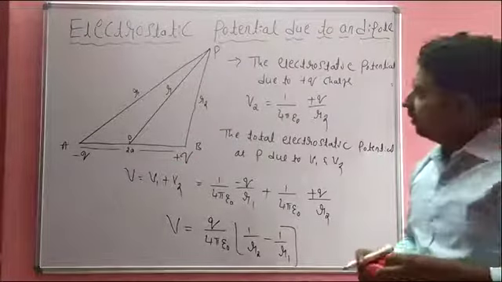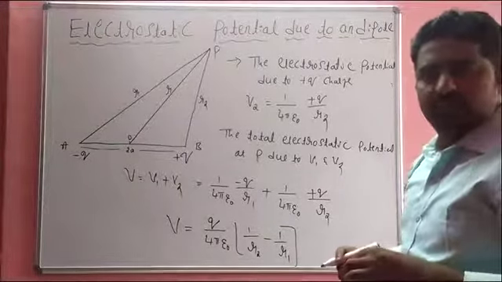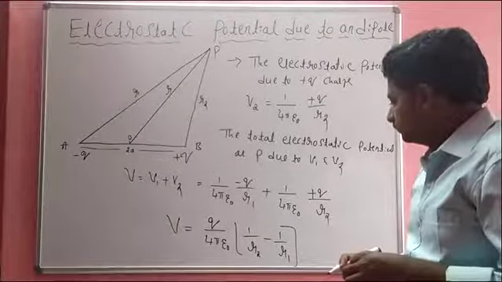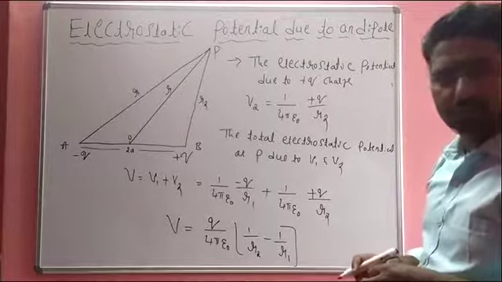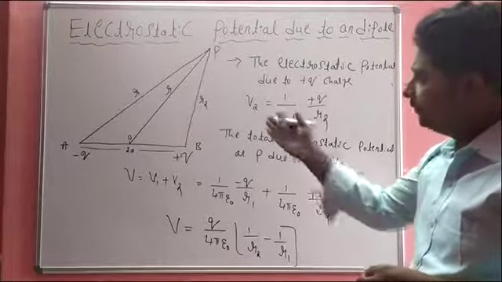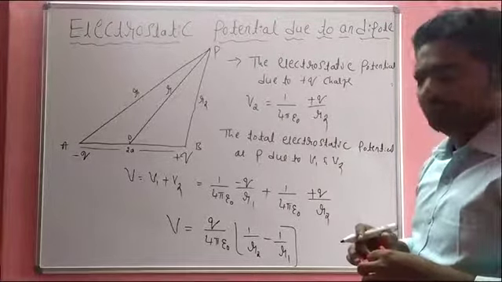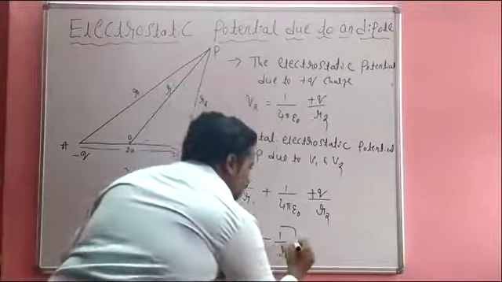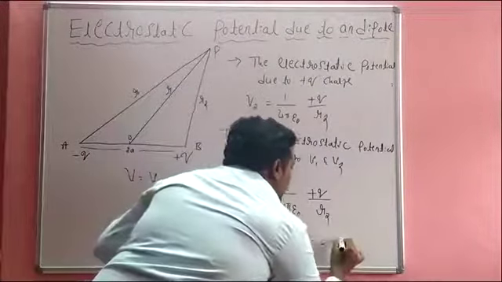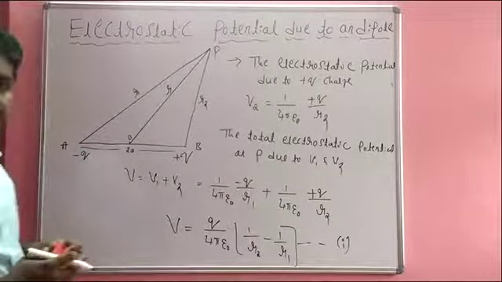Now we need to find the R1 and R2 values. How to find them? You just derive them from the diagram, and put those R1 and R2 values in this equation. Call this equation number 1. Make the notes.